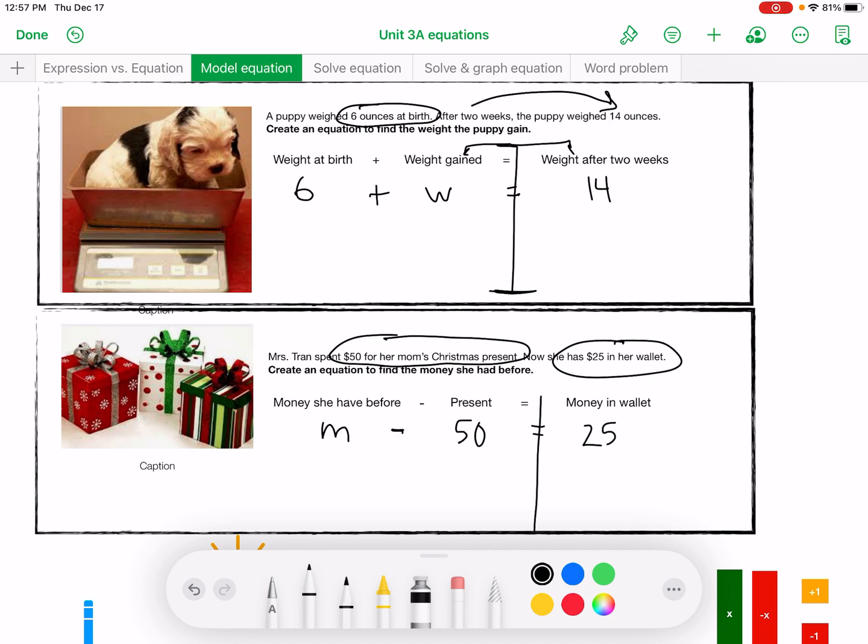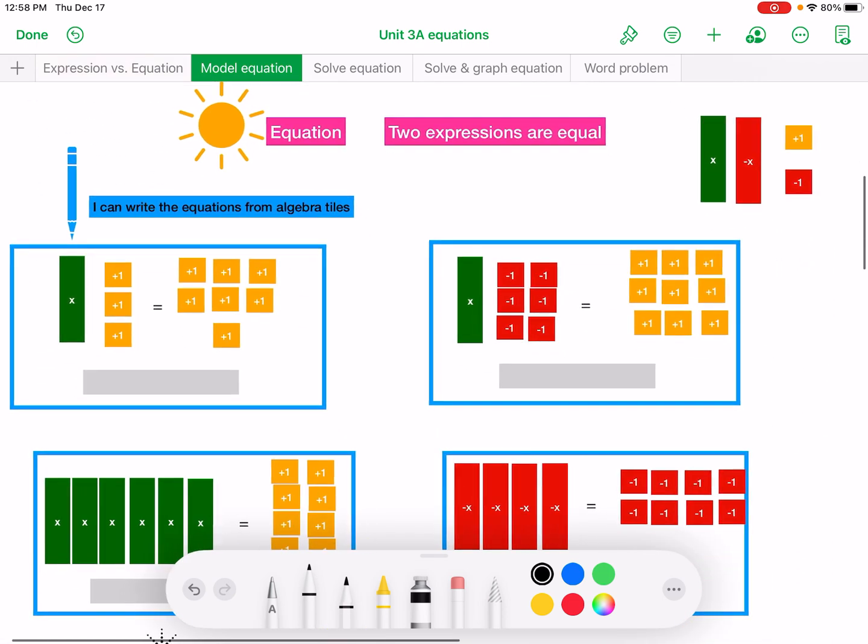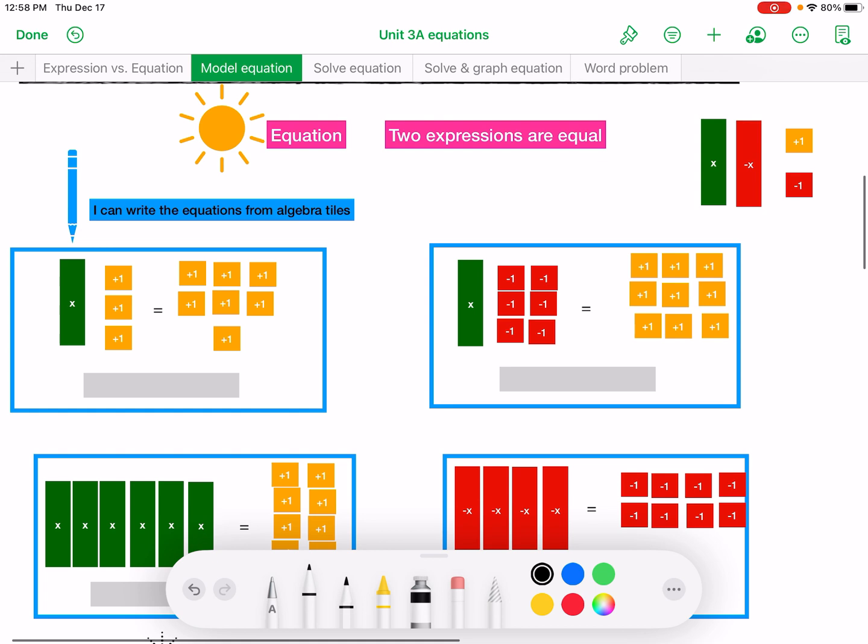Again, this is how we wrote an equation. Each expression is going to be equal. We are not solving right now. We know that many of you know the answer to giving the variable its value, but today's activity is how do you create the equation? An equation is two expressions that are equal.